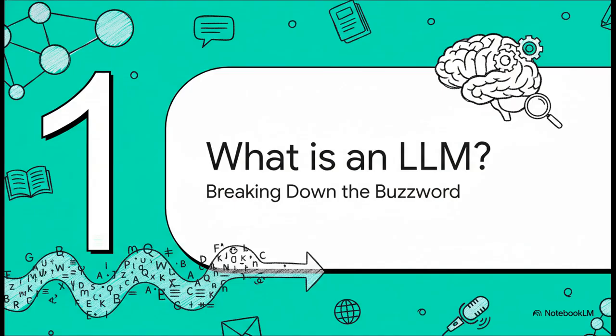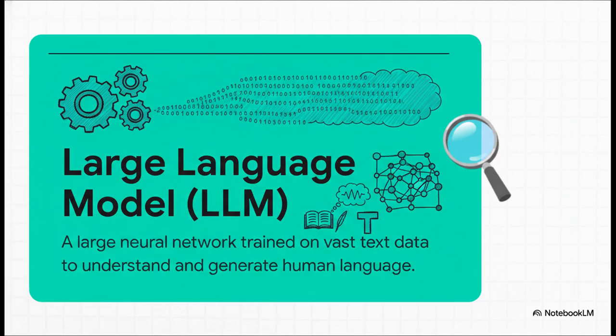All right, first things first, let's break down this buzzword that you've probably been hearing everywhere. What exactly is a large language model? To really get it, we've got to look at each one of those words in the name. Large refers to the sheer scale of these things. We're talking billions, sometimes even trillions of parameters. And you can think of parameters as all the little knobs the model gets to tune during its training. Language is pretty obvious. That's its one and only focus, processing and creating human text.